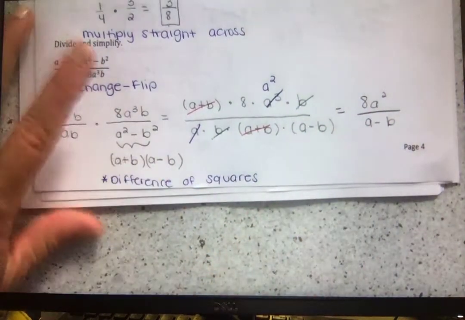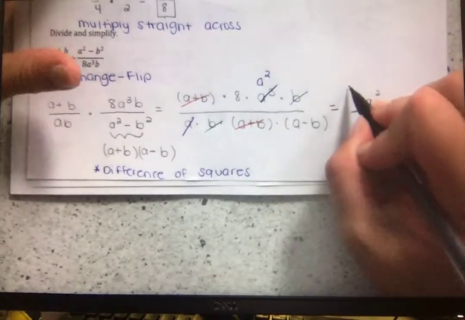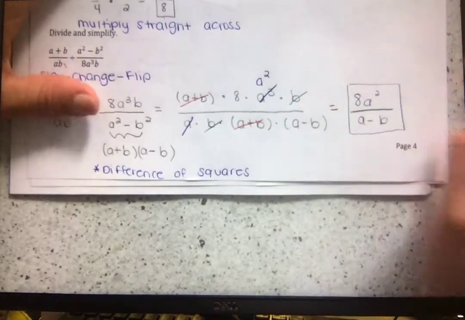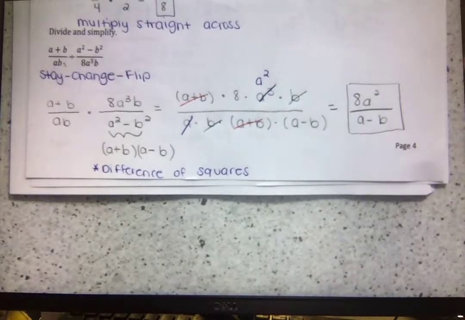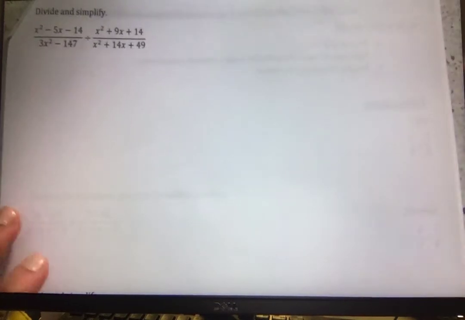So let's go ahead so we don't forget to say change flip. Let's go ahead and do that first. Our first fraction is going to stay the same: x squared minus 5x minus 14 over 3x squared minus 147. Our operation's changing from division to multiplication. We're going to flip our second fraction: x squared plus 14x plus 49 all over x squared plus 9x plus 14.